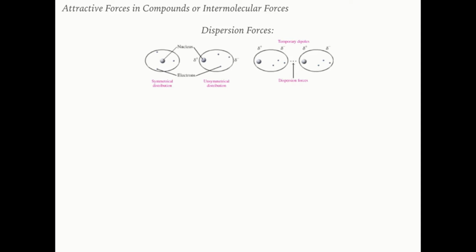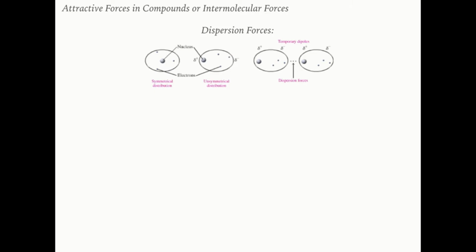Okay, that will cause a temporary dipole, a partial negative charge. That partial negative charge will then repel electrons from a nearby atom, causing the atom next to it to have a partial positive charge where it's closest to that partial negative. And that partial negative, partial positive, we call it a temporary dipole, and that is your dispersion force. So anything that has electrons can create that temporary dipole, can have those dispersion forces. So we call them London dispersion forces.